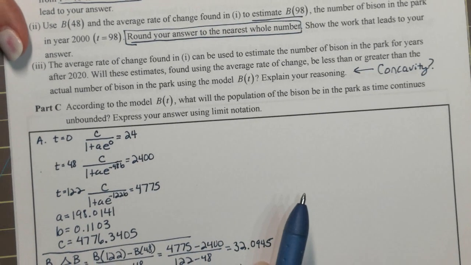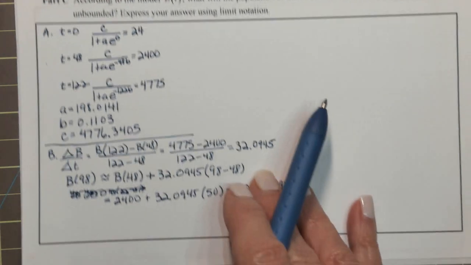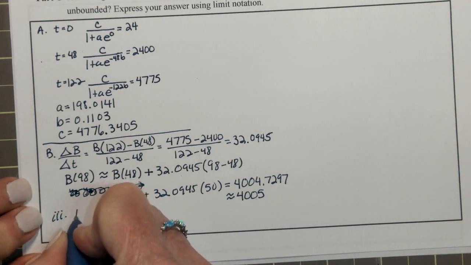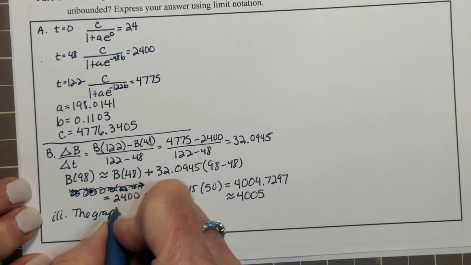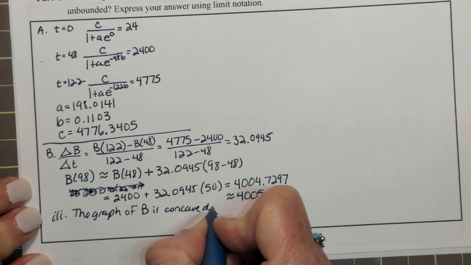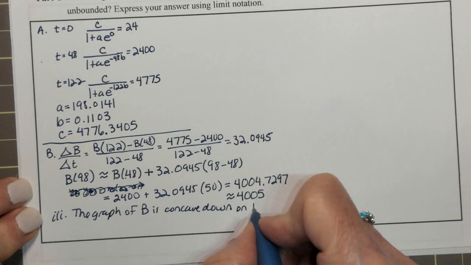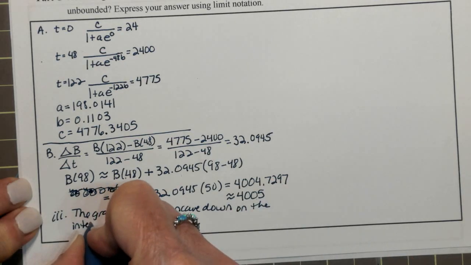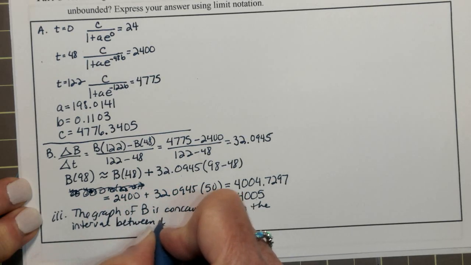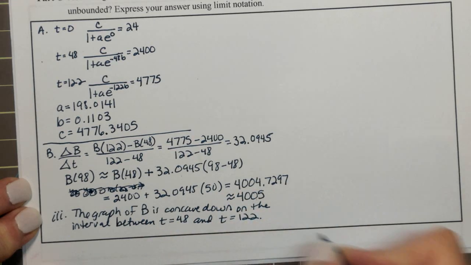So I need to say something like that. I'm going to begin with what I know they need to see. The graph of B is concave down on the interval between t is 48 and t is 122.